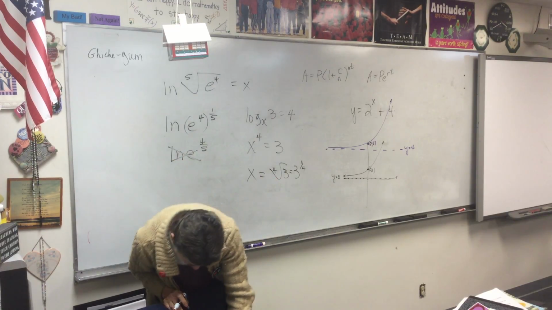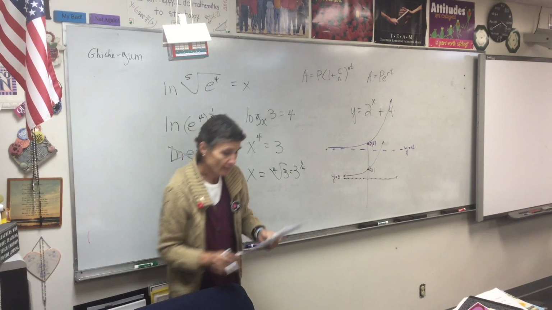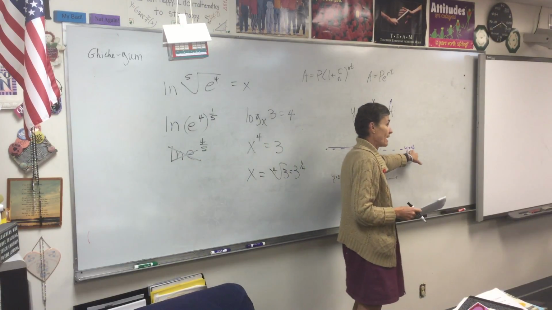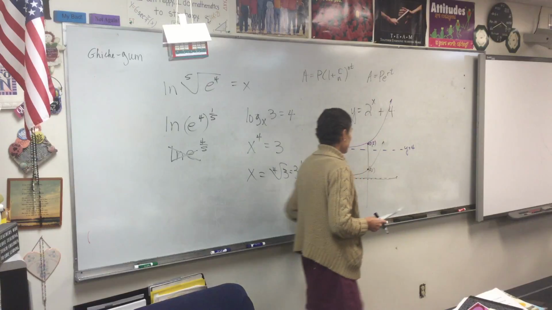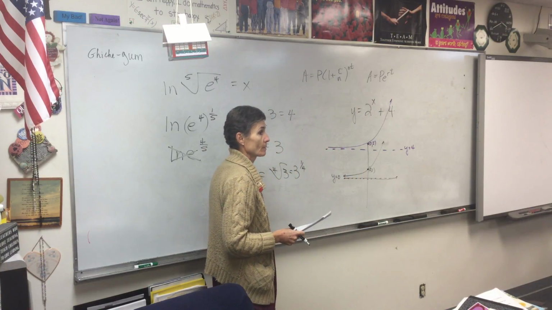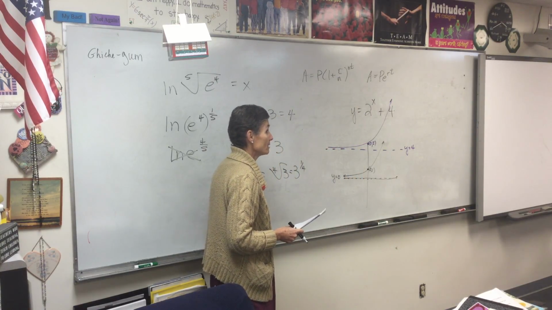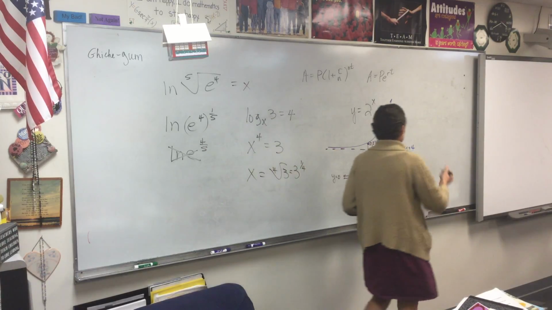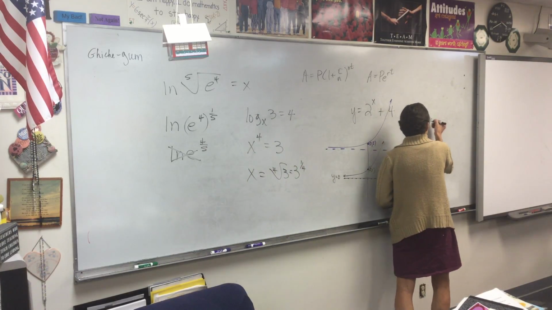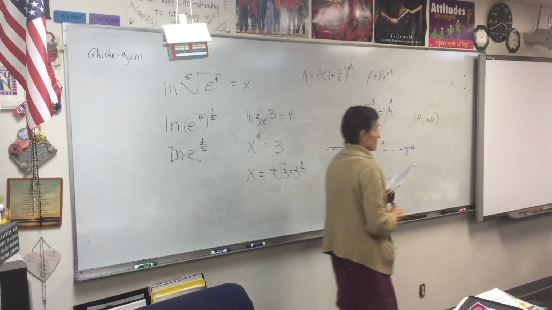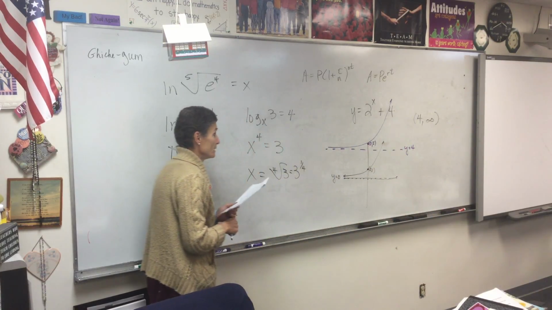So what is the question again? Write the equation of the asymptote. I already did that. And then what's my range? Y is greater than 4. Or if you want to look like a real mathematician, you could say 4 to infinity would be your range.